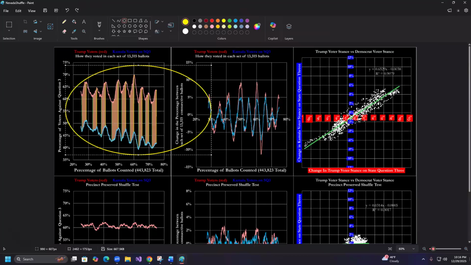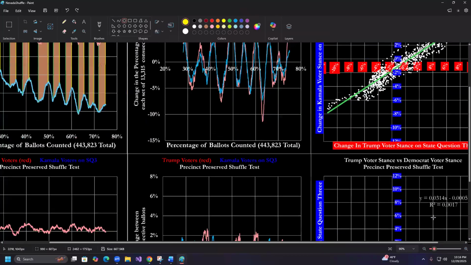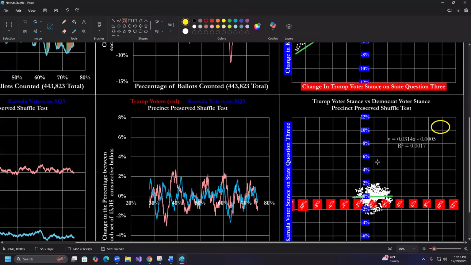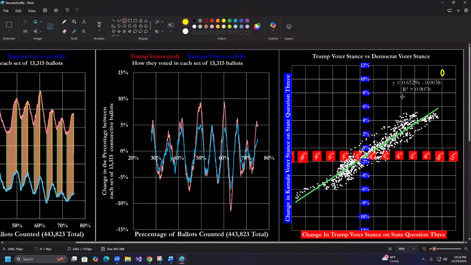So what happens if Roger does this? I do only 4,000 shuffles because I do it in Excel and it takes me days. But Roger can do a million shuffles in an hour because he uses an actual computer program. And what he does is he gets the mean and standard deviation of the expected correlation and compares it against the actual election. And you get something like a 12, 13 sigma result.